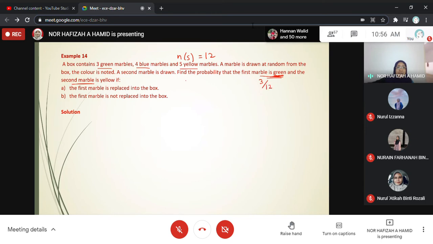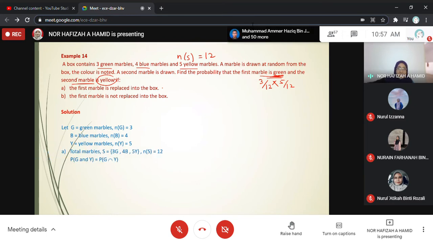Okay, tapi sebab kita replace balik, so you punya balance tu always 12 lah. So bila you nak select untuk second marble, you ada yellow. So yellow is 5. So 5 over 12 juga. So you need to multiply. Okay, so kalau tu untuk yang A, sebab kita replace. Okay, so kalau you ambil 3 marbles pun tapi kita replace balik, maknanya you punya total tu remain as 12.